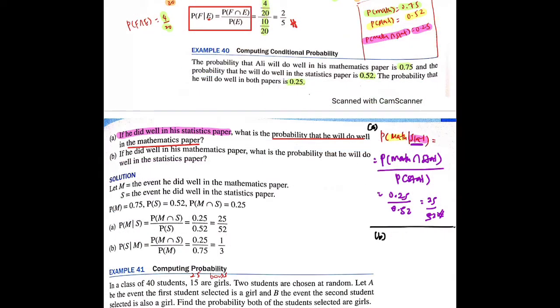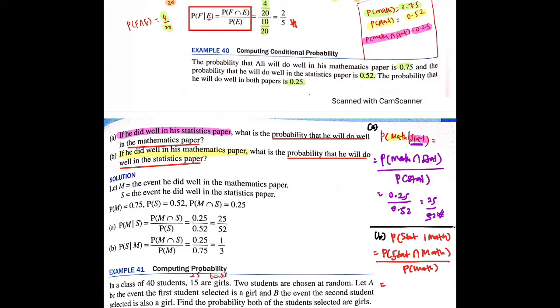Now, let's see the answer for B. If he did well in his maths paper, so maths already happened. Let's write P(maths) at the back because maths already happened. And the question says, what is the probability that he will do well in his stats paper? So this is the probability of stat given maths. Let's open up the formula. P(stat ∩ maths) over P(maths).